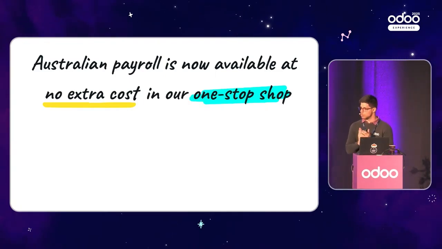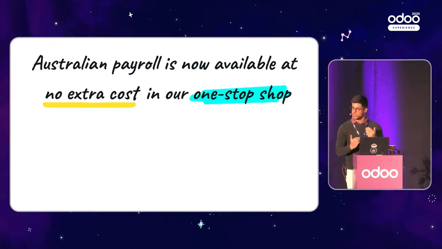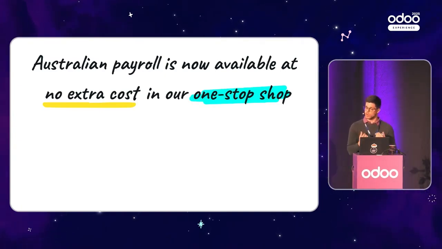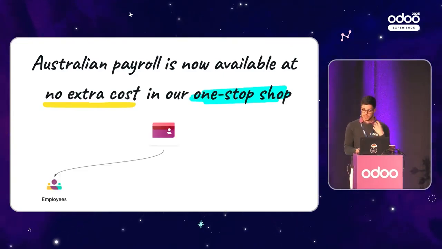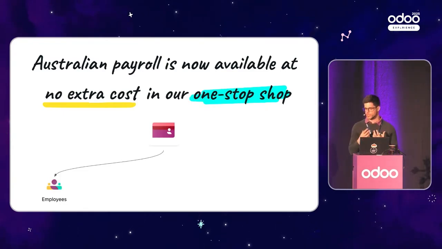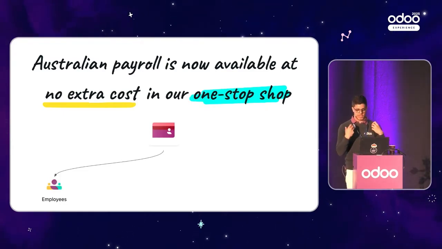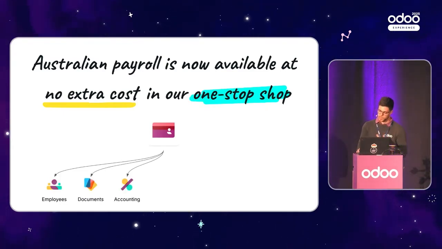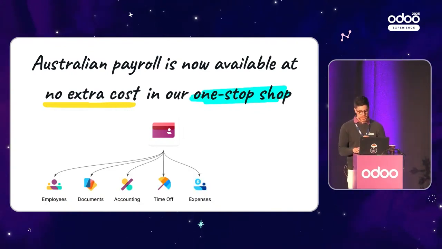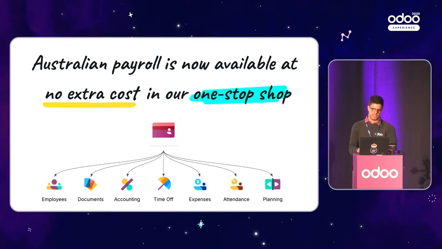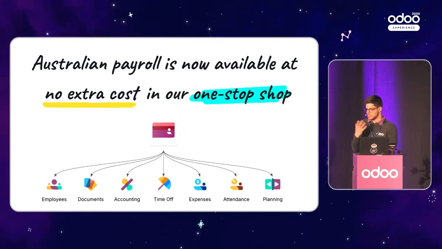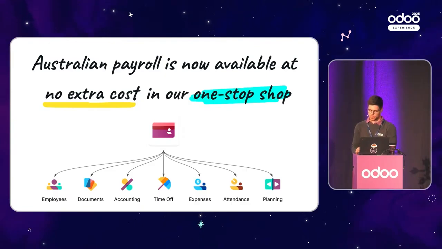That still means that we need to qualify projects properly. So you can contact your account managers if you have questions, to double check if your business case is valid for our solution today. But basically it is, of course, integrated with a lot of applications. That is the strength of Odoo. It is integrated with employees, documents, accounting, time off, expenses, attendance, and also planning. Right? So this is the exciting part, and this is all coming at no extra cost on top, as part of your enterprise subscription with Odoo.